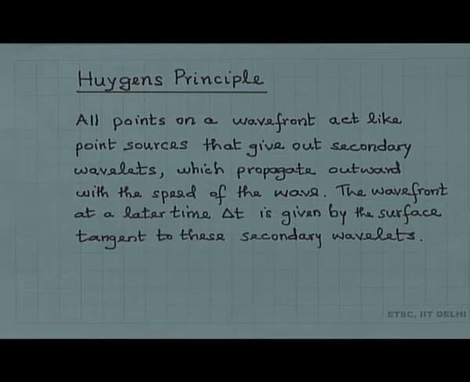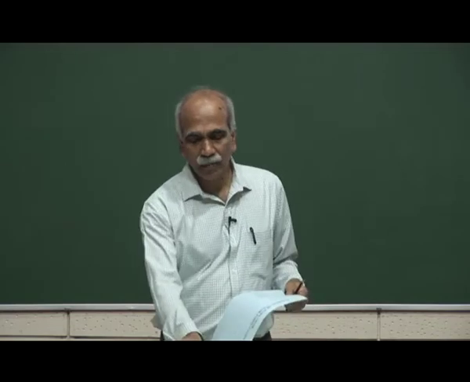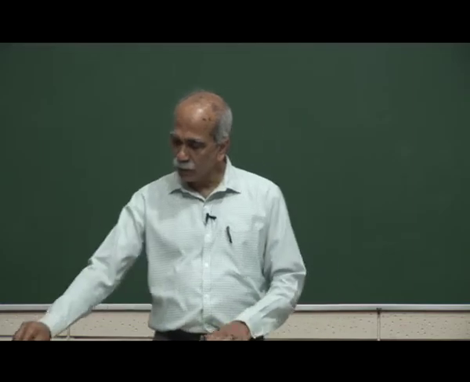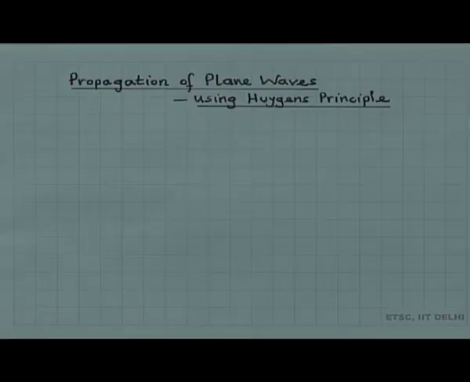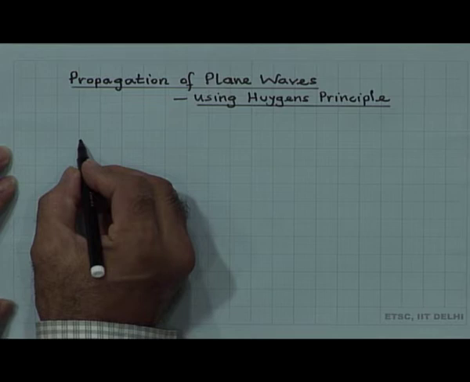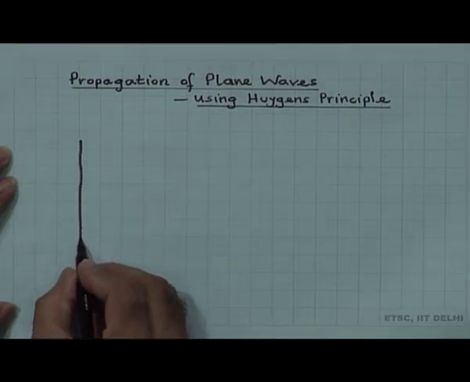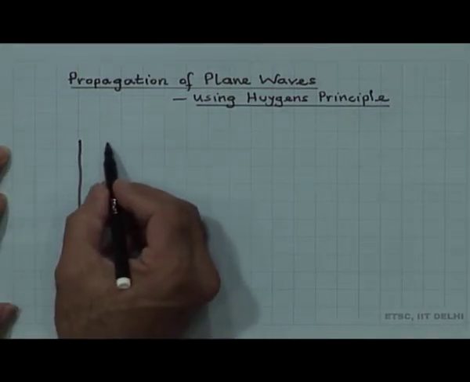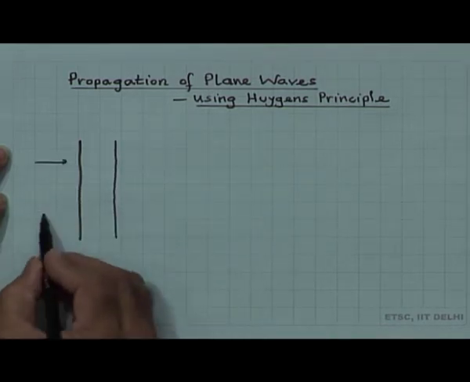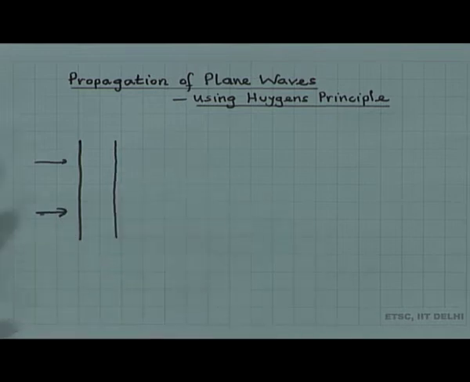So, let us consider propagation of plane waves using Huygens principle. So, let me consider here a propagating plane wave. So, here is the wave front. So, the plane waves are coming like this. So, let me show two wave fronts. So, plane waves at a later time. So, plane waves are propagating like this.